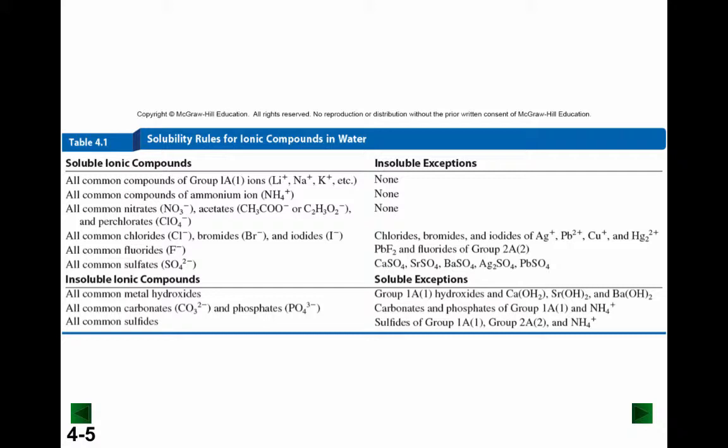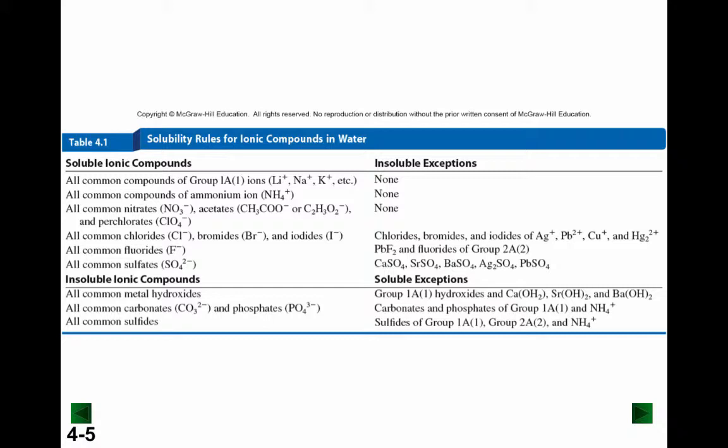The third rule states that compounds that contain the bromide, chloride, or iodide ion will always be soluble. Exceptions include those of silver ions, the lead 2 ion, copper 1 ions, and mercury 1 ions. All compounds that contain the fluoride ion are soluble except those of lead 2 ions and all group 2 metals. The last of the soluble ionic compound rules states that all compounds that contain the sulfate ion are soluble except those of calcium, strontium, barium, silver, and lead 2 ions.